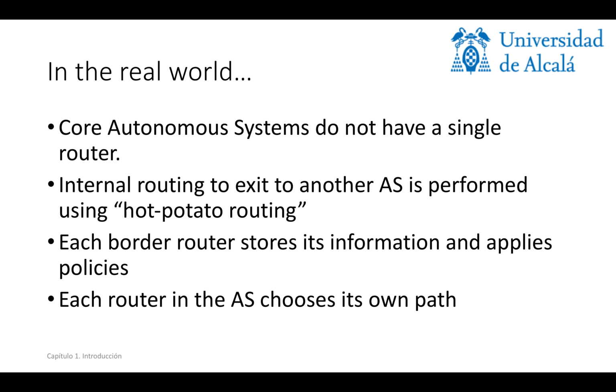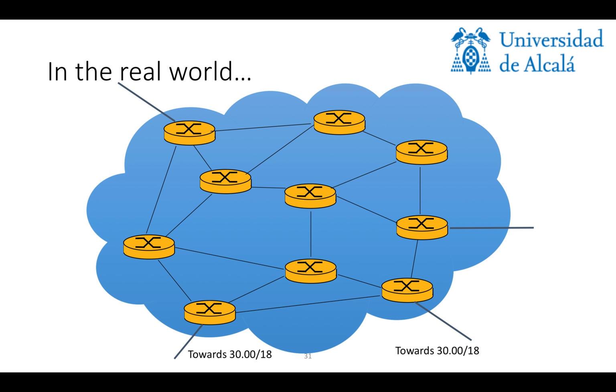In the real world, the core autonomous system do not have a single router, and there should be an internal routing system, which normally is what we call the hot potato routing, which is basically trying to leave the autonomous system as soon as possible. Also, each border router would store its own information and apply the policies, and each router in the autonomous system would choose its own path. Here you can see an example of what would be an autonomous system in the real world.